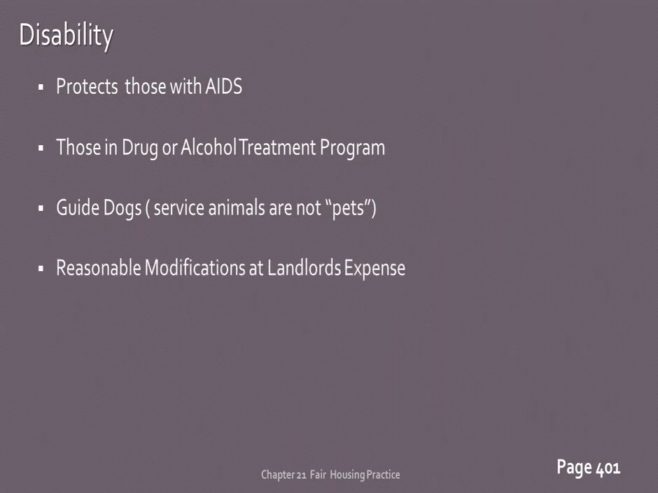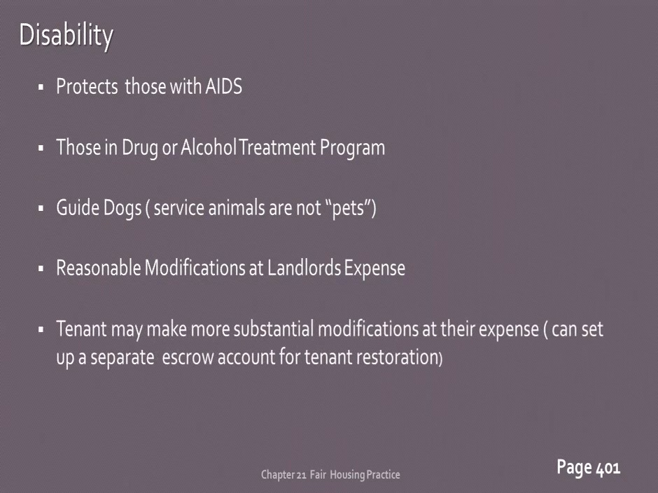Landlords must make reasonable modifications at their expense for disabled prospective tenants. Tenants can make more substantial repairs at their expense, with the landlord's permission, obviously. The landlord can't charge them more security deposit, but they can set up a separate account for the tenant where they can put additional monies from the tenant to make repairs to return the property to its original condition before the tenant came in. But you can't just charge them more security deposit.